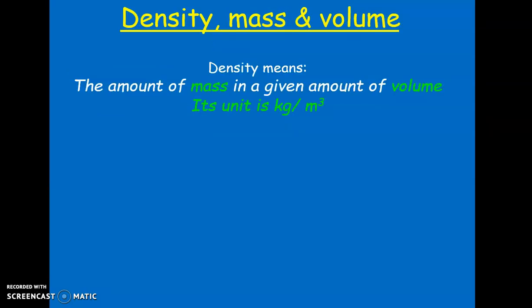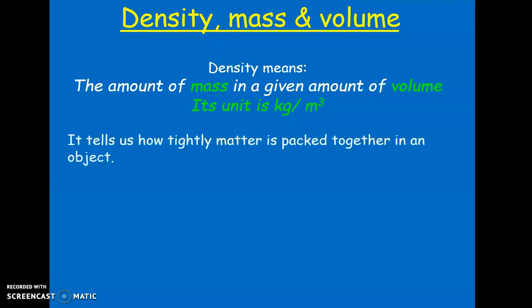So let's think what density means. The definition for density is the amount of mass in a given amount of volume. The unit for density is kilograms per meter cubed, or kilograms per cubic meter. There are other units we can use for density. For example, you can have grams per centimeter cubed. That would work as well, because grams per centimeter cubed is the same ratio as kilograms per meter cubed, so the answer you would get is the same as long as it's kilograms per meter cubed or grams per centimeter cubed.